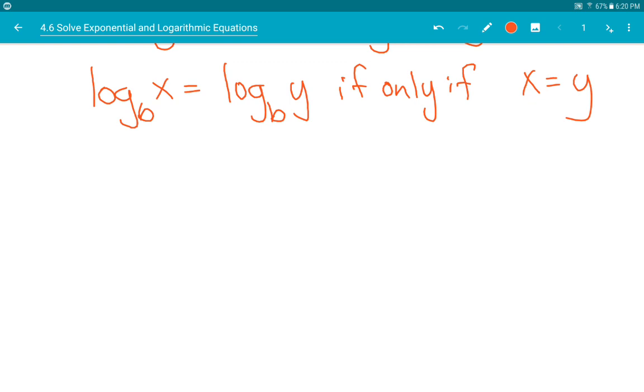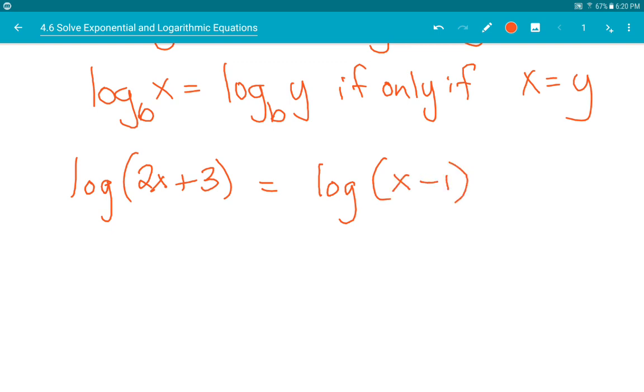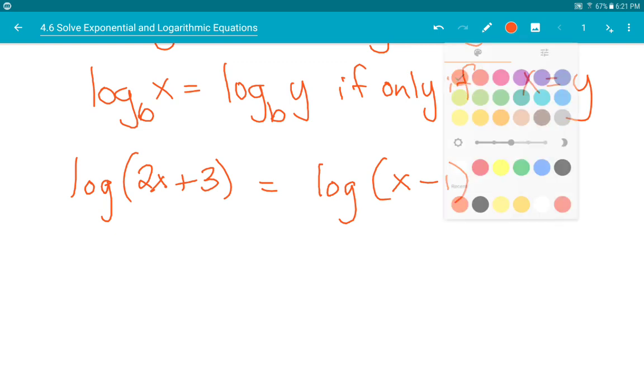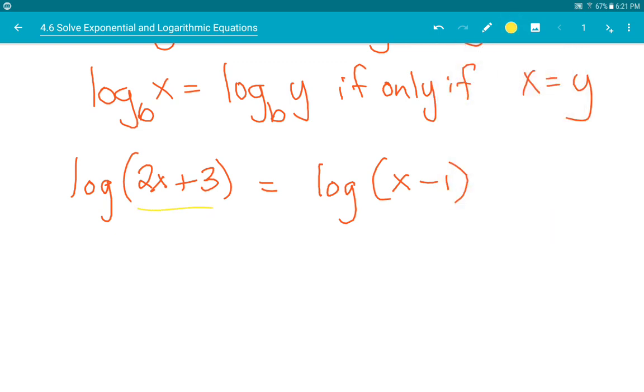So let's take a look at an example here where that's the case. Let's say I had the log of 2x plus 3 equals the log of x minus 1. Now look at the problem and identify that they both have the same base. They both have a base of 10. So since they both have a base of 10, I can equate these two here.